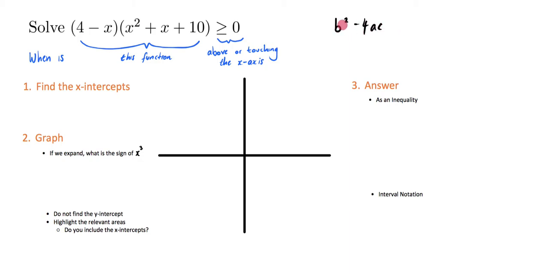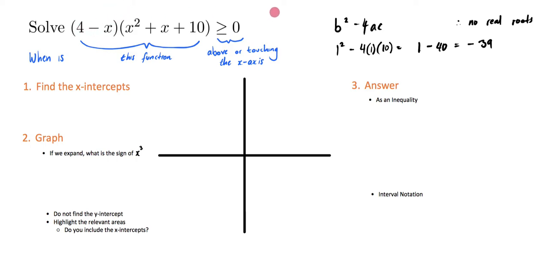So my discriminant is b squared minus 4ac. B in this case will be 1, so it's going to be 1 squared minus 4. My a is also going to be 1, and my c is going to be 10. So it's going to be 1 minus 40, which is going to be equal to negative 39. Once I've got that, that is proof that there is no real roots because it's negative. So no real roots for that quadratic, which means my only x-intercept is going to be 4 minus x.